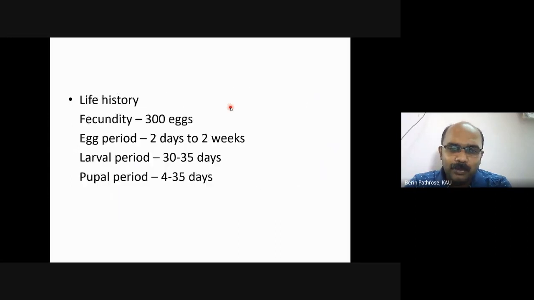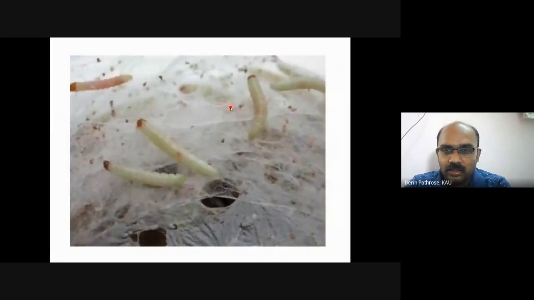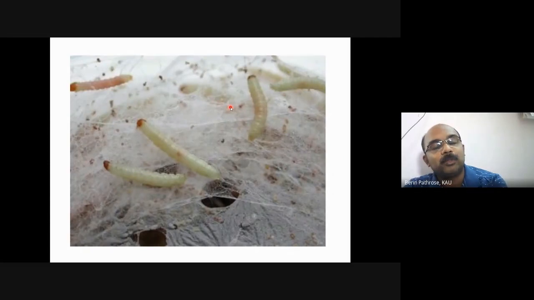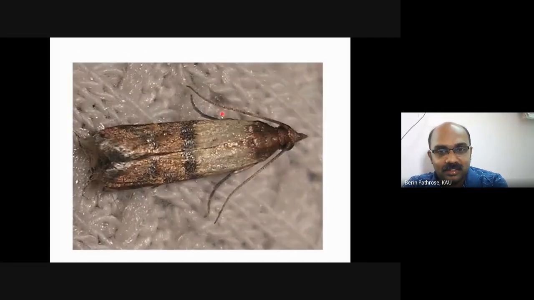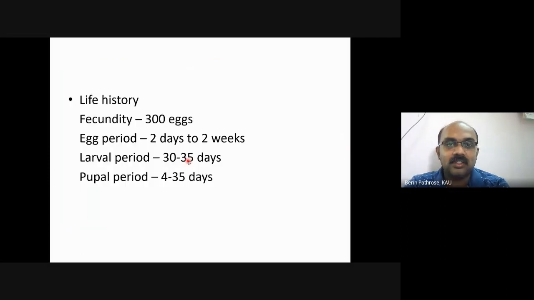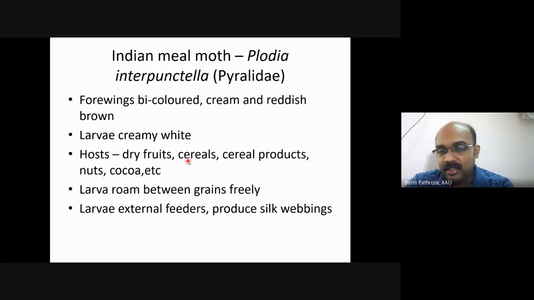The larvae is creamy white. I'll show the picture of the larvae. Yes, creamy white. Almost all the Lepidopteran larvae infesting storage are creamish white, except for Ephestia cautella. You can see the base of the forewing is creamish white and the apex is reddish brown. It infests almost all products, dried fruit, cereals, nuts, cocoa, etc. Again, it is an external feeder. It webs together the grains and feeds on the grain.